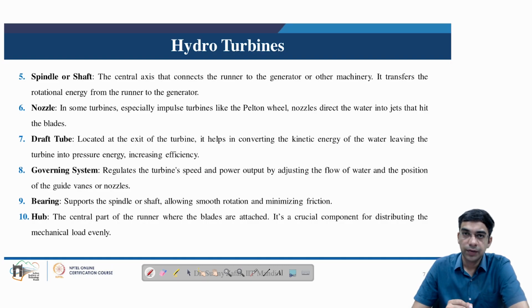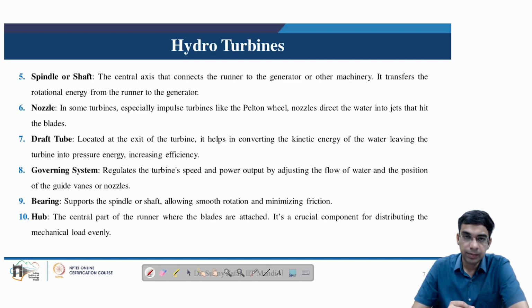Then we have the draft tube, which is located at the exit of the turbine, and this helps to convert the kinetic energy of the water leaving the turbine into pressure energy, increasing efficiency. Turbine systems also utilize governing systems. These regulate the speed of the turbine and power output by adjusting the flow of water and the position of the guide vanes or nozzle. Then we have the bearings, which support the moving parts of the turbine such as the spindle or shaft, and allow smooth rotation with minimal friction.